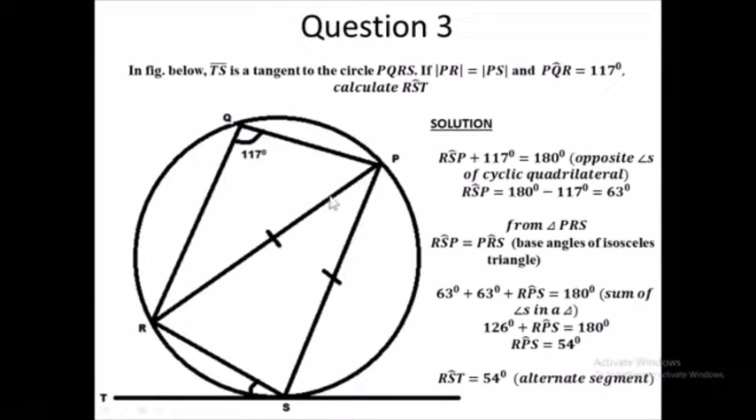So this angle here and this angle here are alternate angles from what you have just proved. This is a chord, and this line is joined to that chord. So that means this angle.